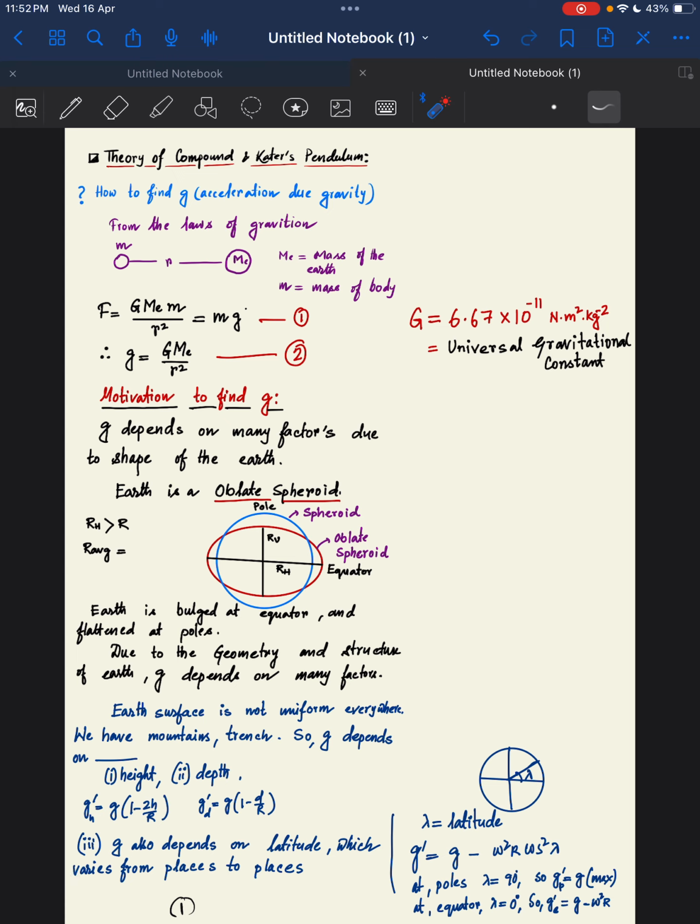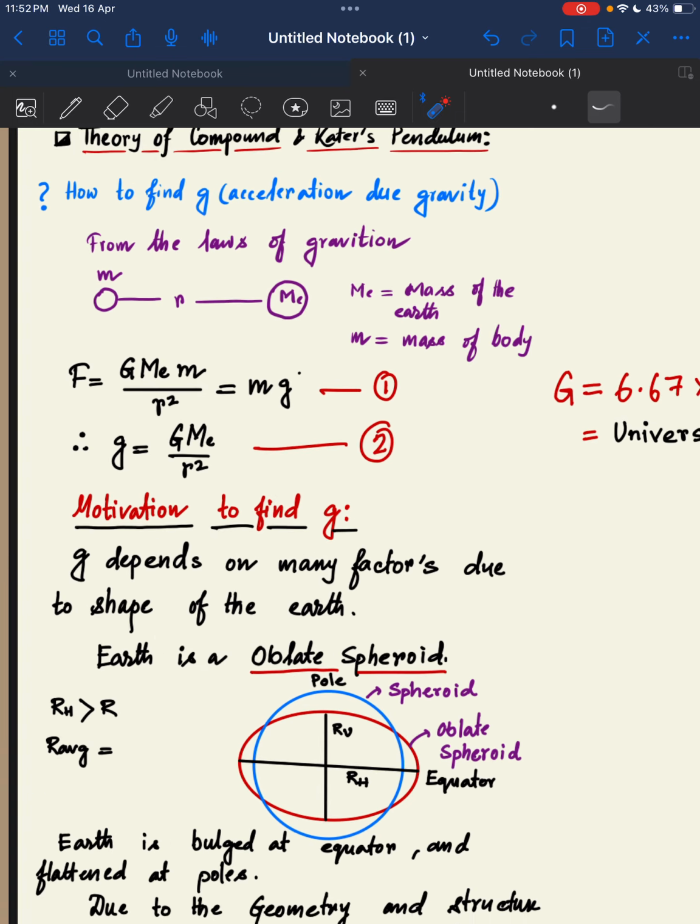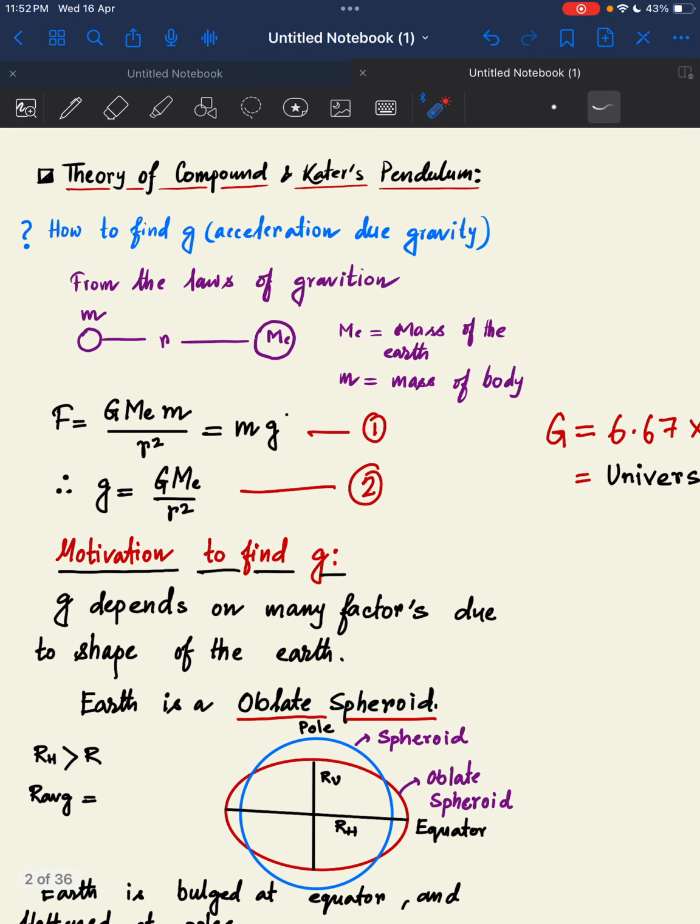We will try to explain some information which is beyond your lab manuals. We have learned how to measure the acceleration due to gravity using a simple pendulum in our school days. That we'll discuss what is a simple pendulum, how a compound pendulum and Kater's pendulum is different from a simple pendulum, and above all, how to find g.